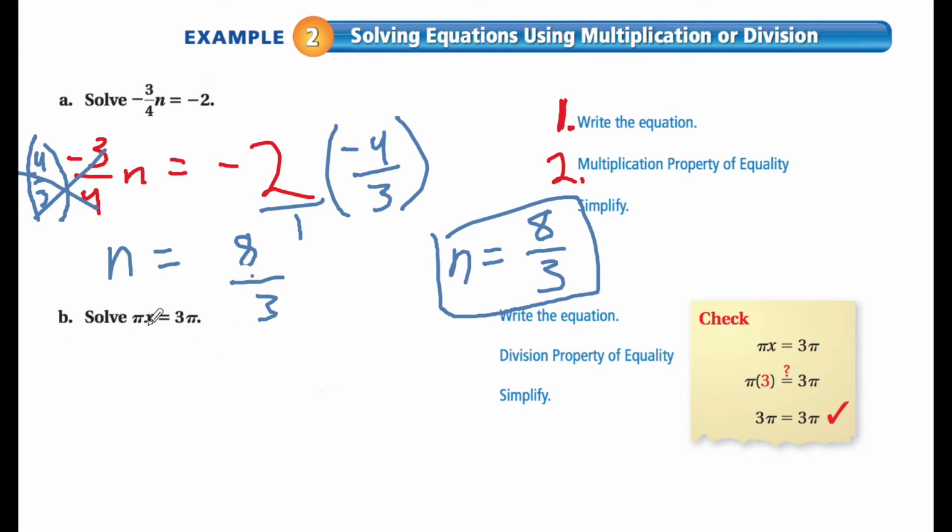We want to solve pi times x is equal to 3 pi. So we have to remember pi is a constant, not a variable. You can't solve for pi. Okay? So we're going to solve for x. So the first thing we do is rewrite the equation. Pi times x is equal to 3 pi.